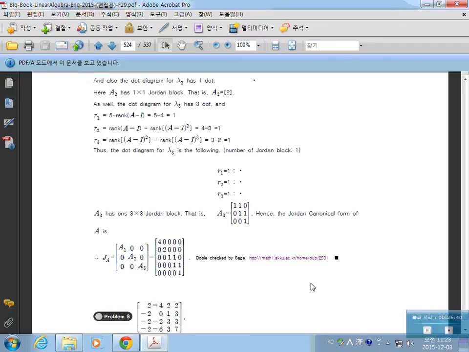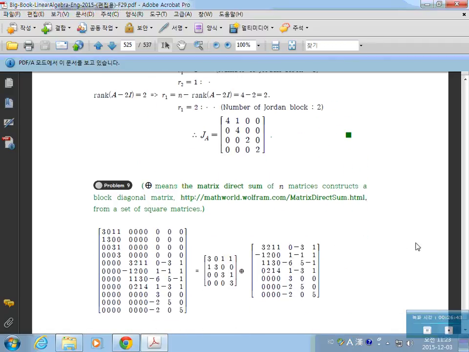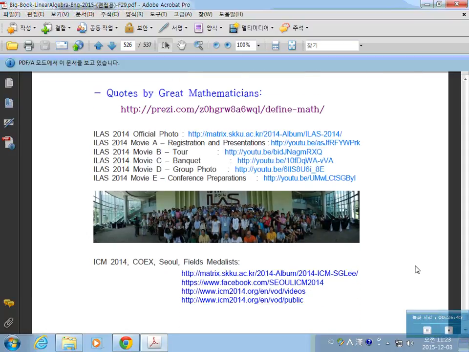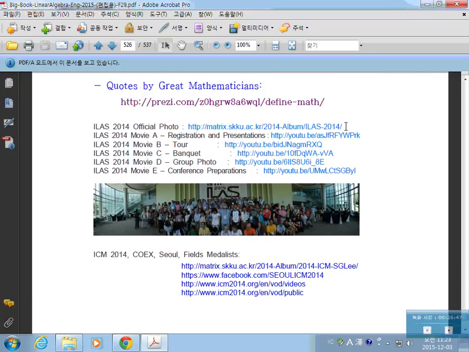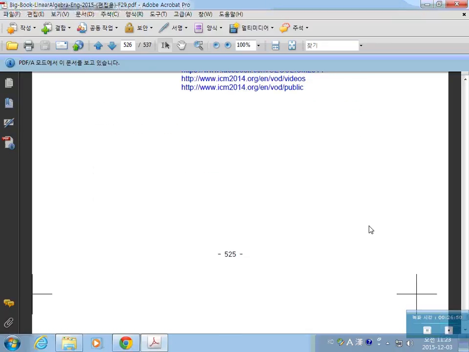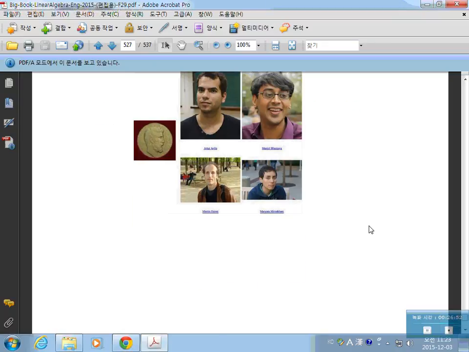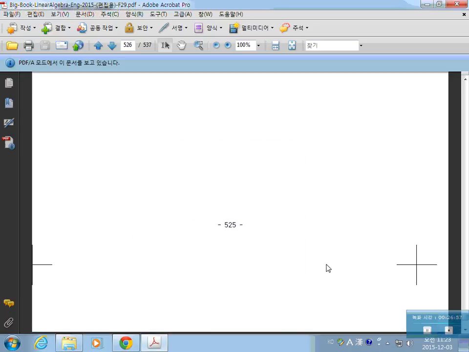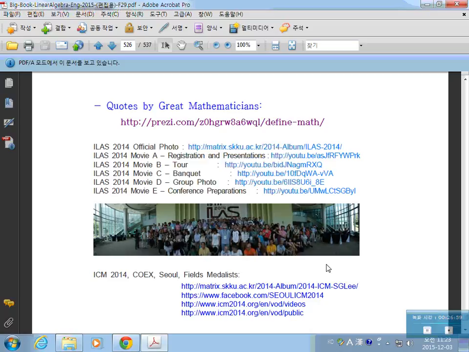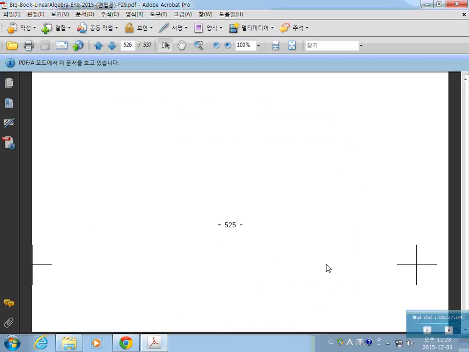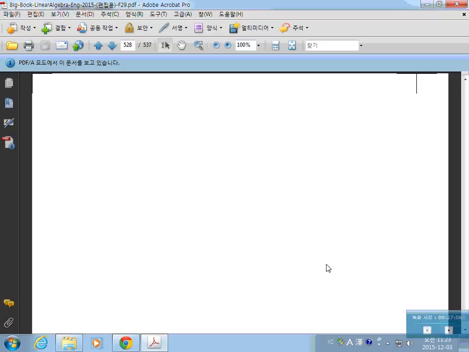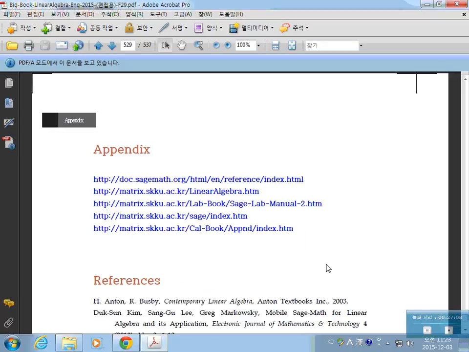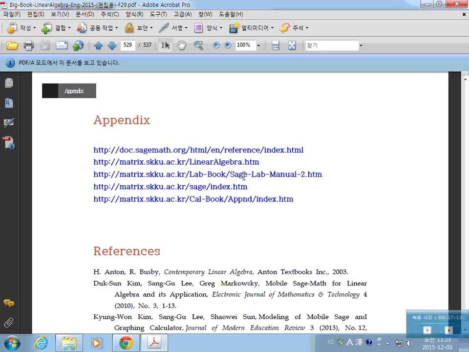This is about 500 some pages here, and I have added some extra information in the book, and yeah, those are the pictures that were taken just before the International Congress of Mathematicians in 2014 at Seoul, and they were sitting with me, and these are the references here.